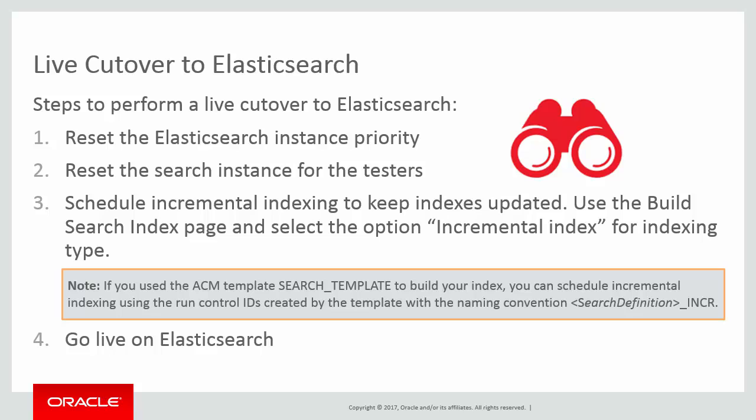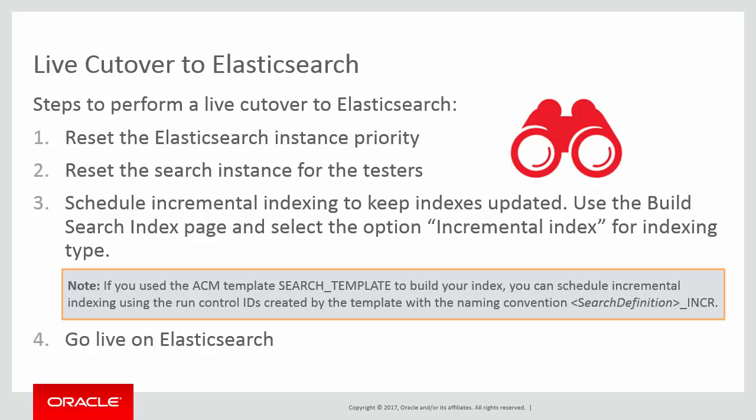Next, you will need to reset the search instance priority for the test users. You can either reset the search instance priority for the testers on the search user instance page to point to the new priority 1 instance, or you can just delete the test users from this page. Then you'll need to schedule incremental indexing to keep your indexes updated.